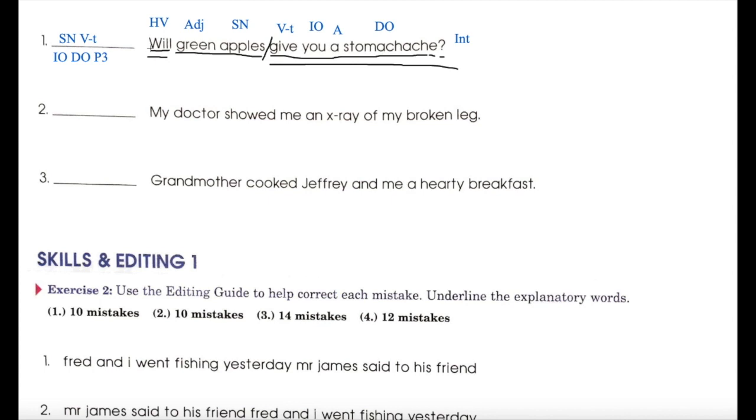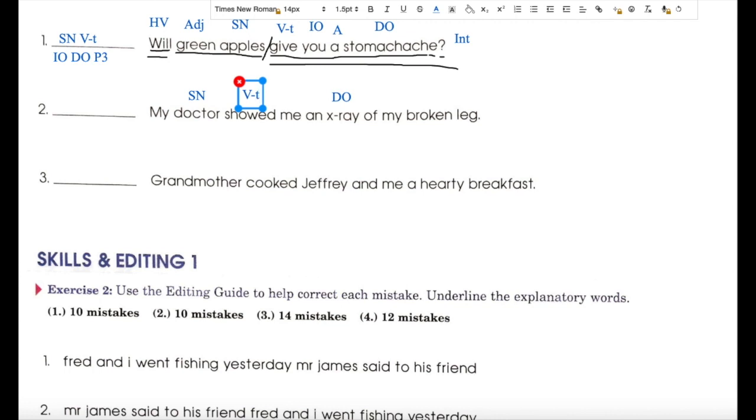Number 2, my doctor showed me an x-ray of my broken leg. Who showed me an x-ray of my broken leg? Doctor, subject noun. What is being said about doctor? Doctor showed, verb. Doctor showed what? X-ray. Verify the noun. Does x-ray mean the same as doctor? It does not, but it is a noun in the predicate. That means it's a direct object. Showed is a verb transitive.